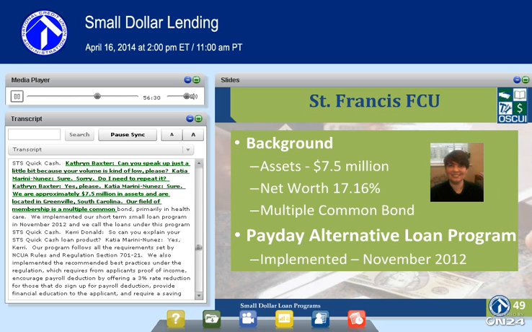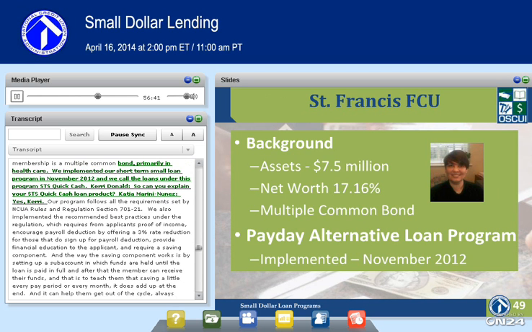Yes, please. Sure. We are approximately $7.5 million in assets and are located in Greenville, South Carolina. Our field of membership is a multiple common bond, primarily in healthcare. We implemented our short-term small loan program in November 2012, and we call the loans under this program STS Quick Cash.